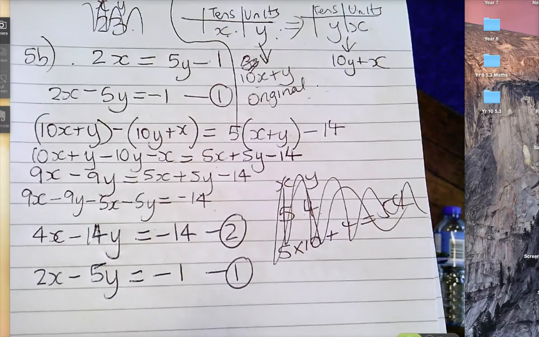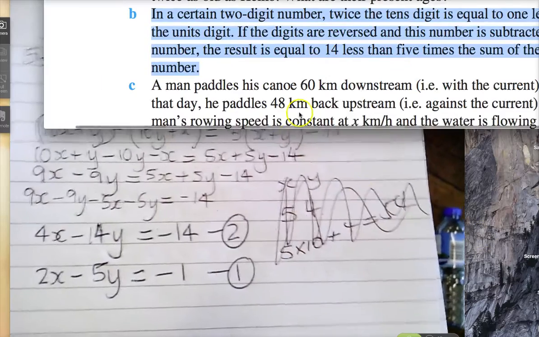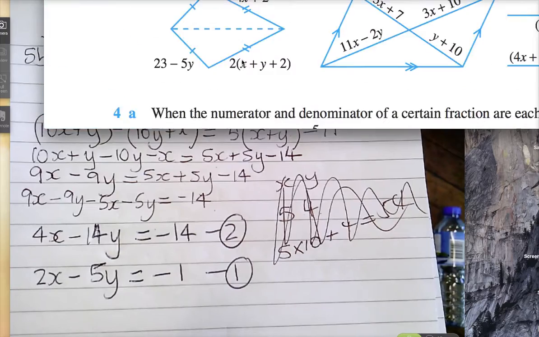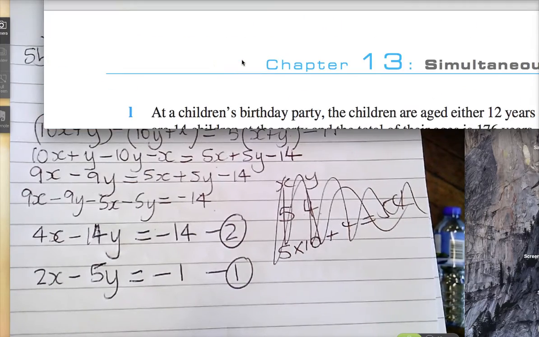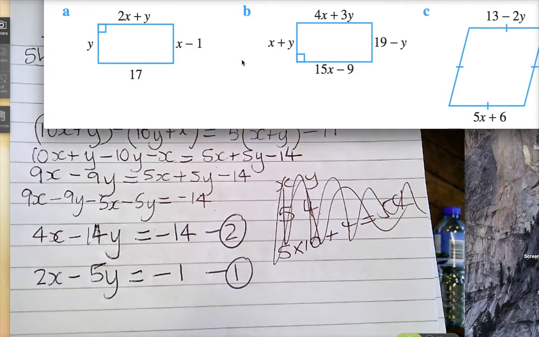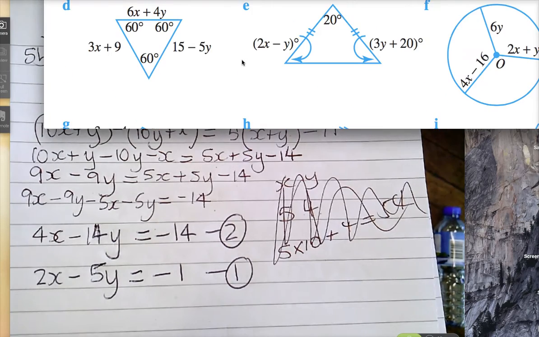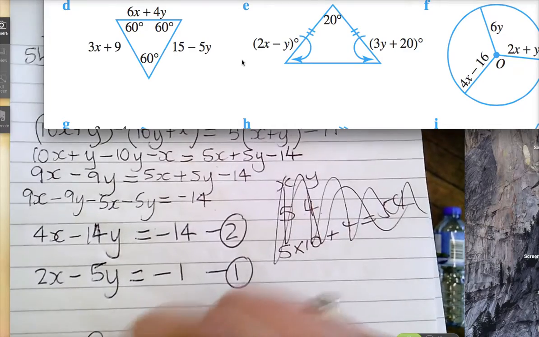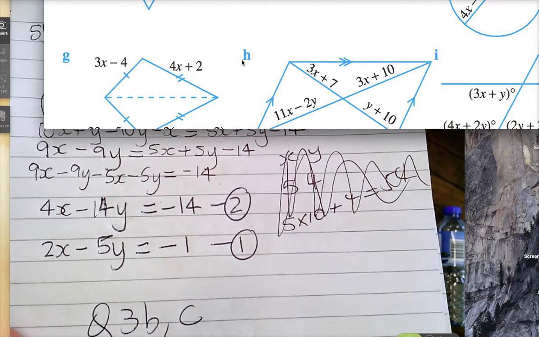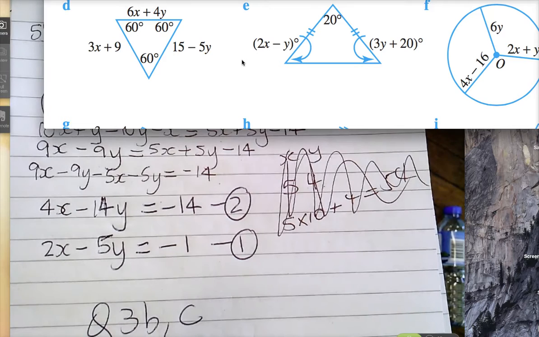Homework is the following. Have a go at C. Girls, I got you to do questions 1 and 2. Let's do some from question 3. Let's just do question 3B and C. This is homework. What exercise? Is it 13.5?